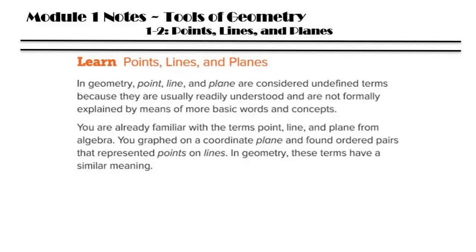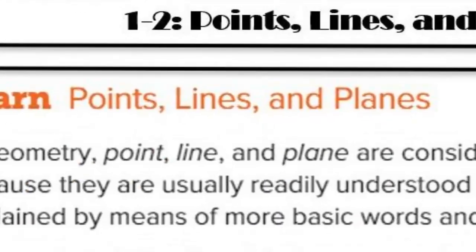These are undefined terms because usually when we talk about these, their meanings are readily understood and we have visual representations for these. Who has, in Algebra 1, plotted points? Anybody plotted points before? All right. So usually we represent a point with a dot. A point represents a location in space, but it is not considered to have any length or width or depth. It's kind of like a dust speck floating around in the air, only it's a dust speck that we nail down and we say where it is.